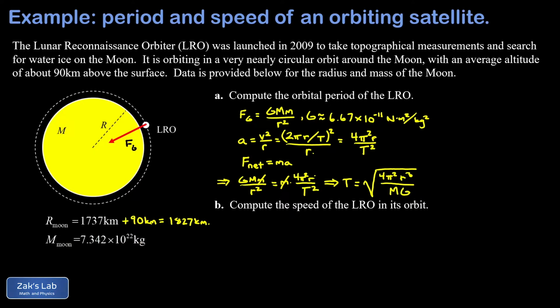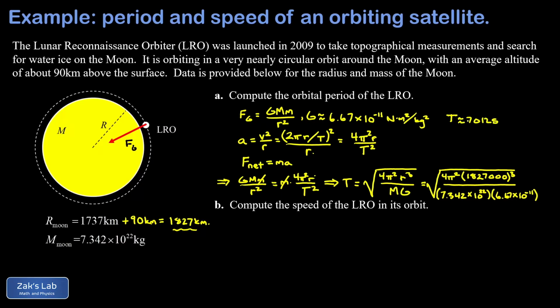So we're ready to plug everything into this, and we need to convert to SI units. That means the orbital radius should be expressed in meters. So it was 1,827 kilometers. We just have to tack on 3 zeros to get meters, and we need to cube that. Then our mass is 7.342 times 10 to the 22nd, and big G, 6.67 times 10 to the negative 11. When we run the numbers on this, we get about 7,012 seconds.